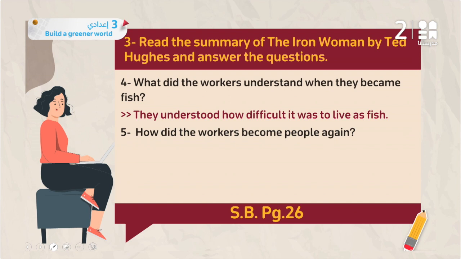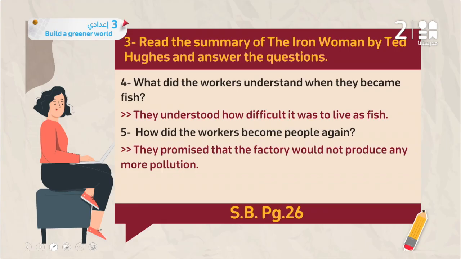How did the workers become people again? رجعوا تحولوا البني آدمين تاني إزاي؟ Who can answer this question? They became people again when they promised that they wouldn't pollute the river again. لما وعدوا إن هم هيبطلوا or they would stop the pollution coming from the factory. لما وعدوا إن هيوقفوا التلوث اللي جاي من المصنع. So they promised that the factory wouldn't produce any more pollution. إنه الفاكتوري مش هيصدر أي تلوث تاني.